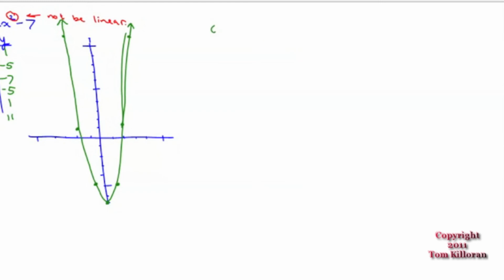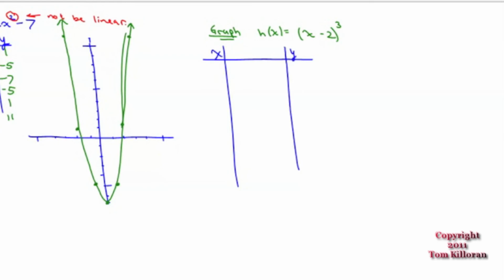How about this one? Might as well throw a cube in there. Be anything. Table. So independent variable, the domain. Dependent variable, the range. And the equation is going to be something minus 2. Find that first and then cube the whole thing. Something minus 2, cube the answer, and that'll become your range.